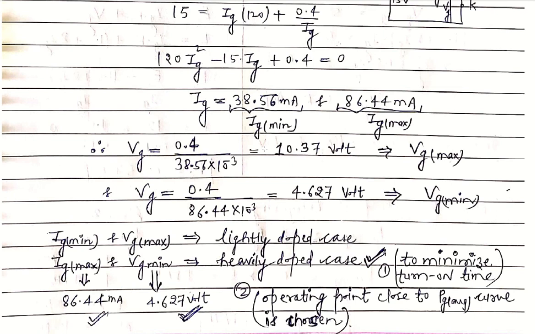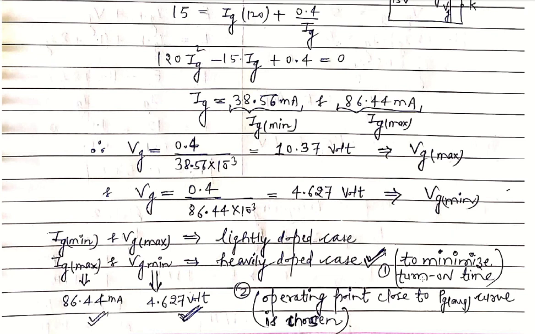Now we have to choose which value is suitable for turning on the SCR. So Ig minimum, Vg maximum. Ig should be minimum and Vg should be maximum. This is the condition of the lightly doped case. In the heavily doped case, it is Ig maximum and Vg minimum. These points we have already discussed in our previous lecture. So Ig maximum and Vg minimum is the highly doped case.